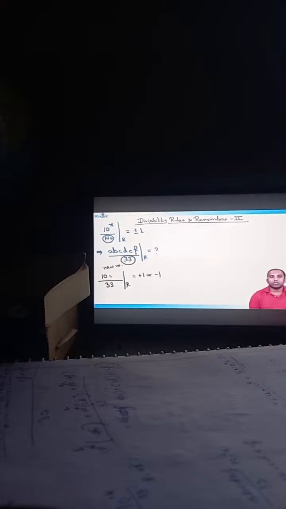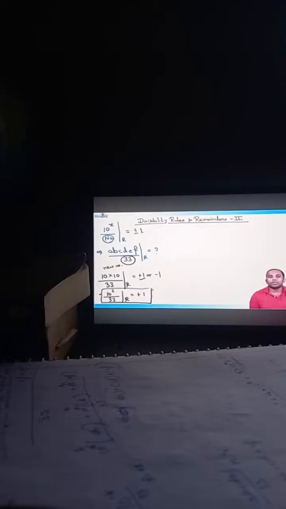Okay, let's move to 10 square. So 10 into 10, 100 by 33 is giving a remainder of plus 1. Yes, we got it right. That means 10 square by 33 is giving me a remainder of plus 1. Now listen very carefully. This is a very important concept.